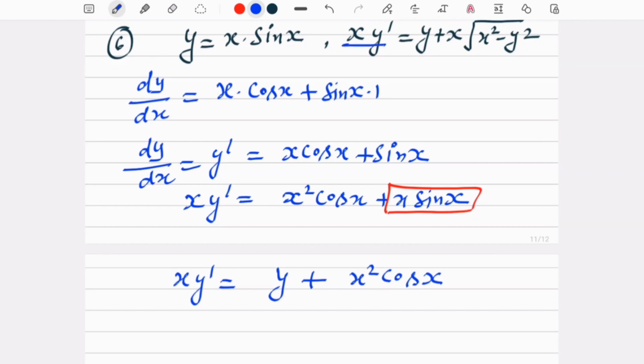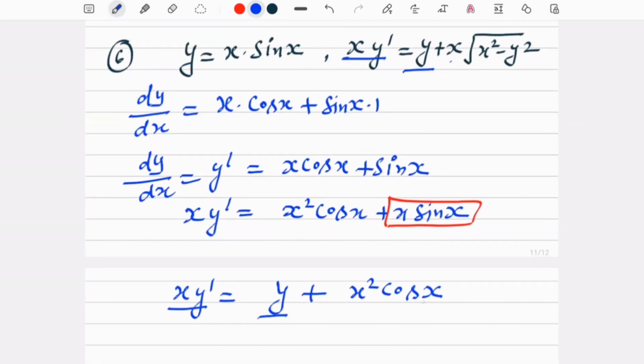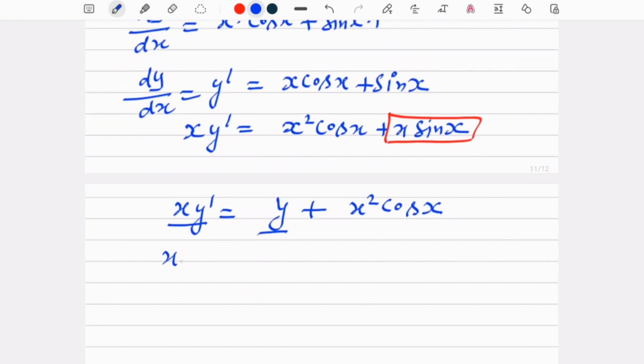I have x y dash, I have y and y. The remaining is that it must be x under root x square minus y square. So out of it, can I go there? Because it is cos x, and cos x is nothing but under root 1 minus sin square x. Yes or no? Yes, sir.